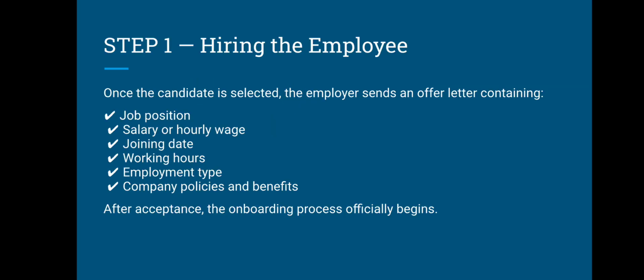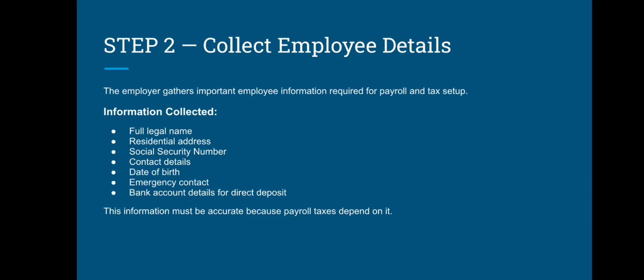Step 1. Hiring the employee. Once the right candidate is selected, the employer sends an offer letter containing job position, salary or hourly wages, joining date, working hours, employment type, company policies and benefits. After acceptance of that letter, the onboarding process officially begins.